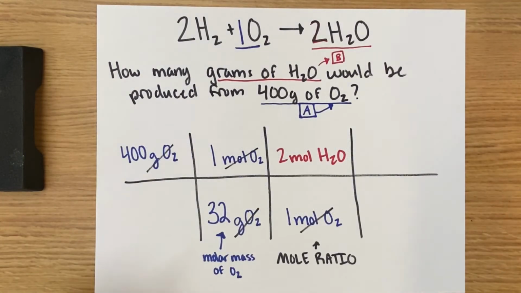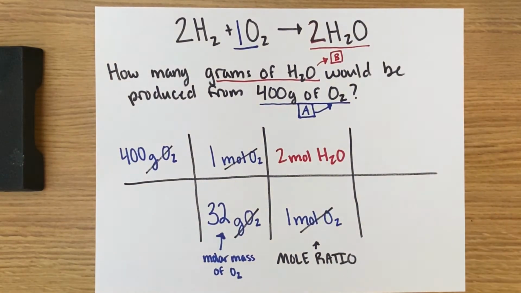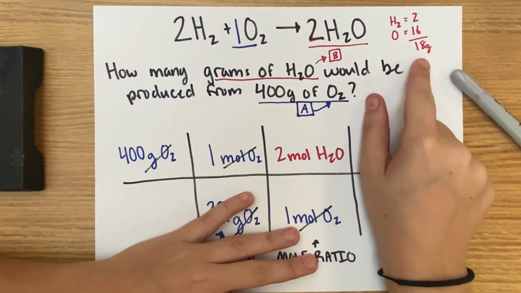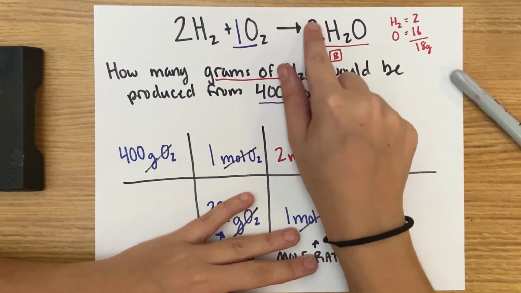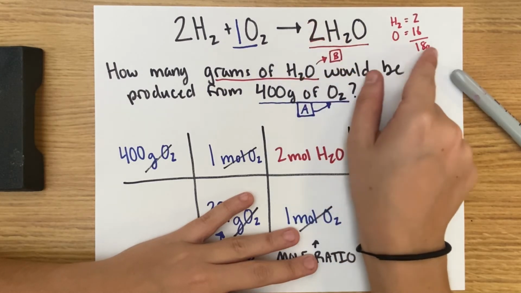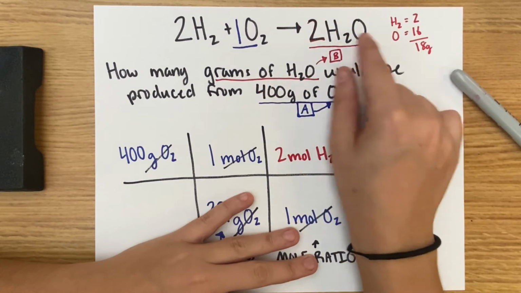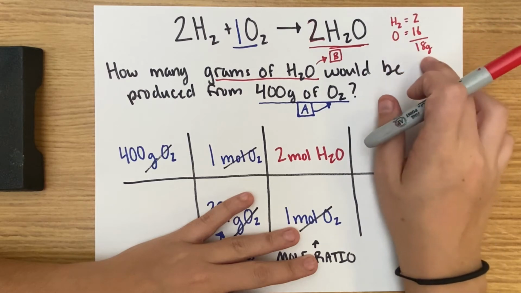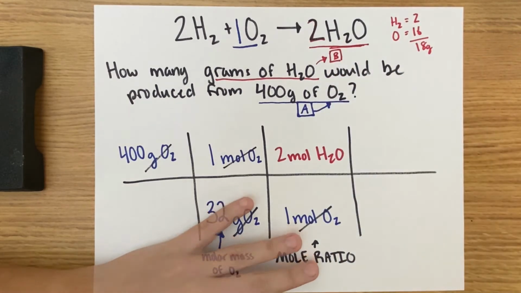So our substance B is H2O. So I'm going to need to find the molar mass of H2O. Finding our molar mass is the same steps as it has always been. Don't confuse this coefficient and add it into your molar mass, because that is not relevant to what the molar mass is of H2O. We're just going to add up 2 hydrogens plus 1 oxygen. So the molar mass of H2O is 18 grams.